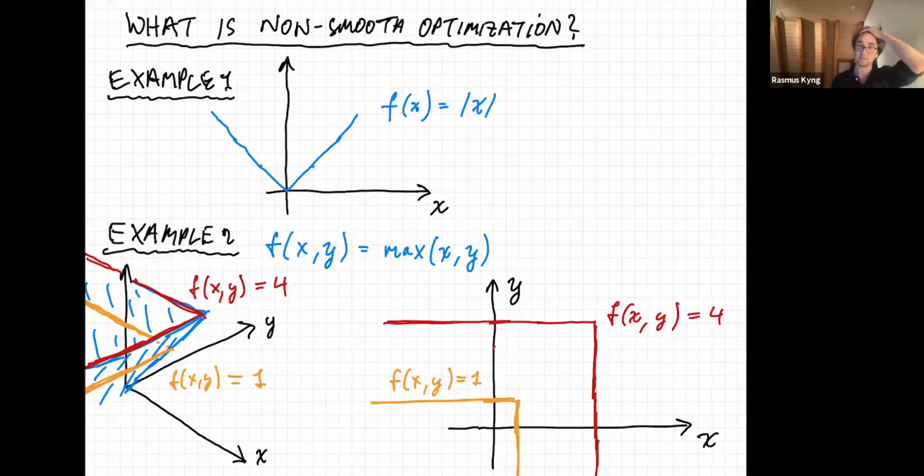So then what do I mean when I say non-smooth optimization? But thanks, by the way, that's a good question.